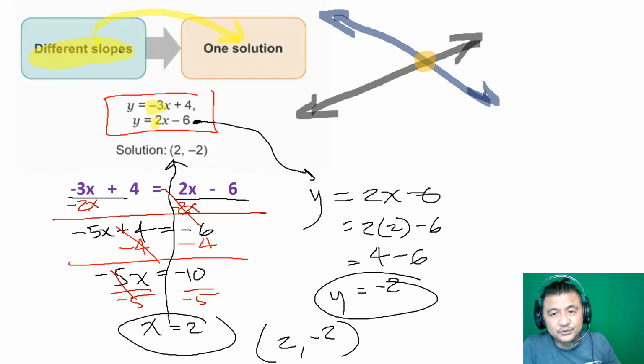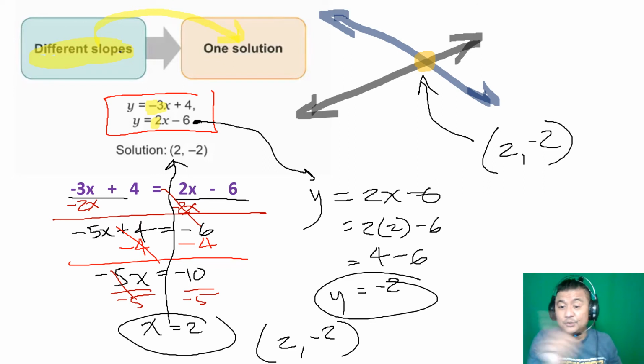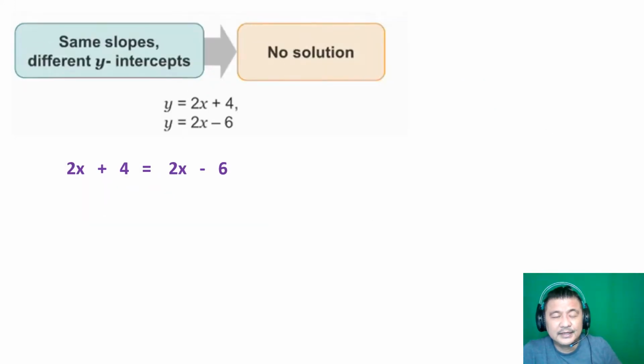We are very sure that the two lines will only meet at (1.2, -2). Again, you don't need to graph. What will you look at? You will look at the slopes. If the slopes are different, they will meet at one point, only at one point. Okay? Now, check this out.